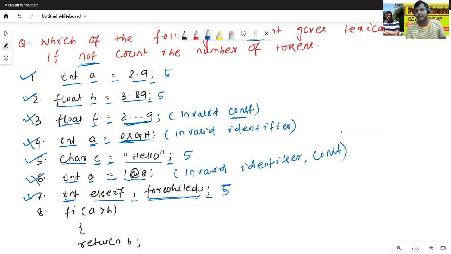If I write it like this, for while do, this is one token, this is one token, this is one, which means three tokens. But here, for while do is one word or one string, that's why it is only one token. But in this case it contains three tokens, but in this case this is only one token.